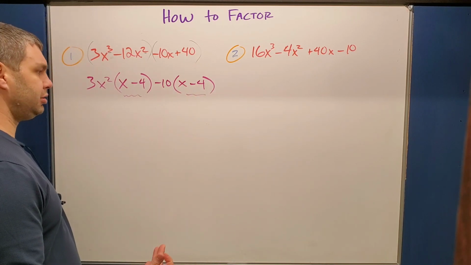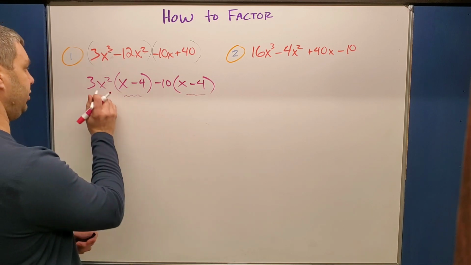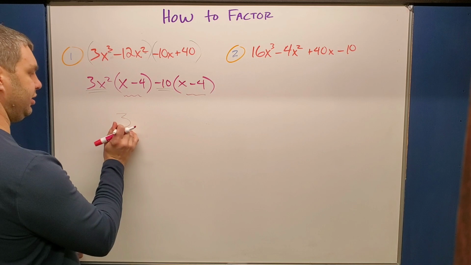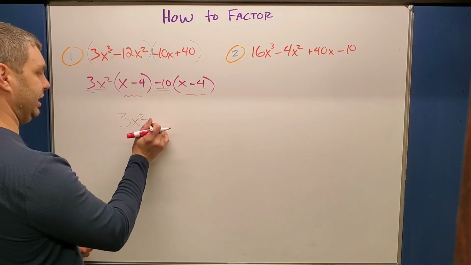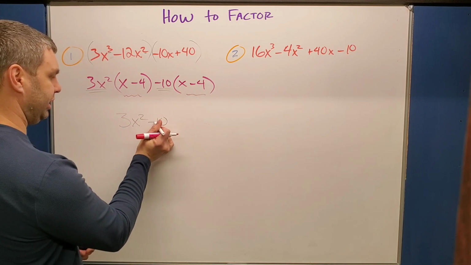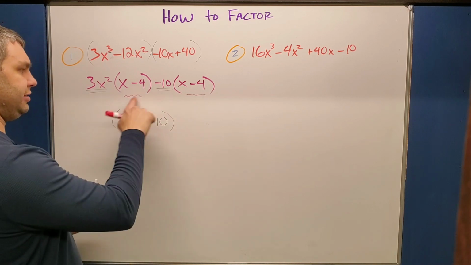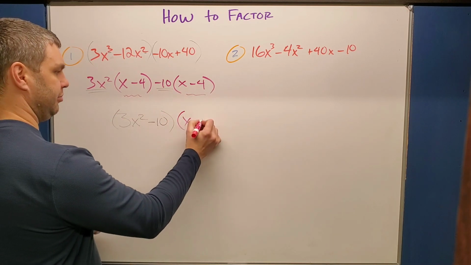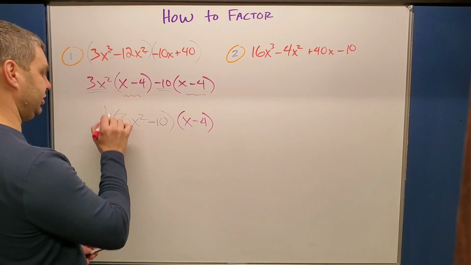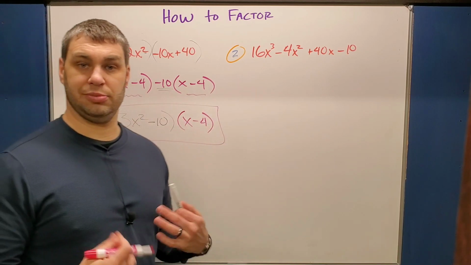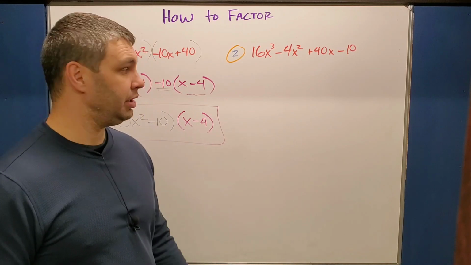Now, how do I write my answer? I'll use a little color coding to help us. I'm going to write the outside parts together, and I'm going to say this is 3x squared minus 10. Hopefully this shows up okay, it's kind of thin. 3x squared minus 10, and then just one of the inside parts, x minus 4, just like that. So all together, this 3x squared minus 10, the x minus 4, that is going to be your answer to this factor problem.